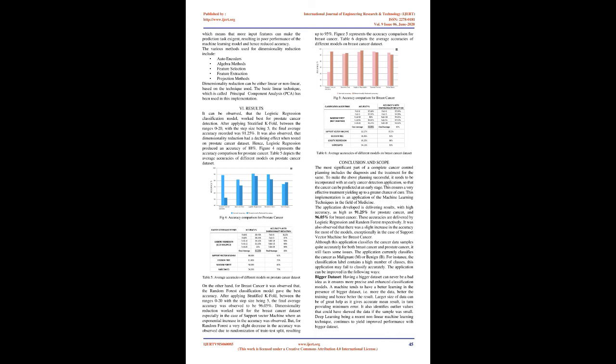But, for random forest a very slight decrease in the accuracy was observed due to randomization of train test split, resulting up to 95%. Figure 5 represents the accuracy comparison for breast cancer. Table 6 depicts the average accuracies of different models on breast cancer dataset.